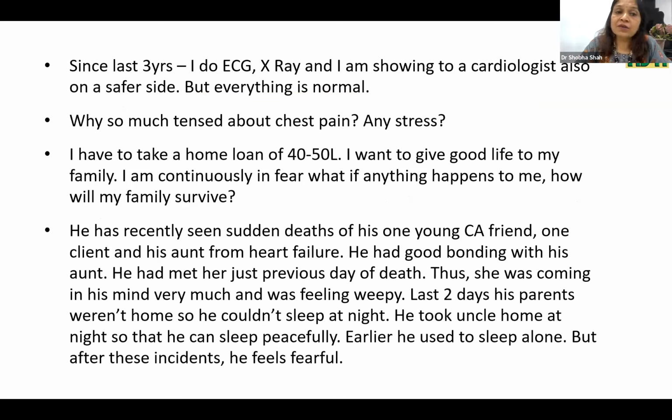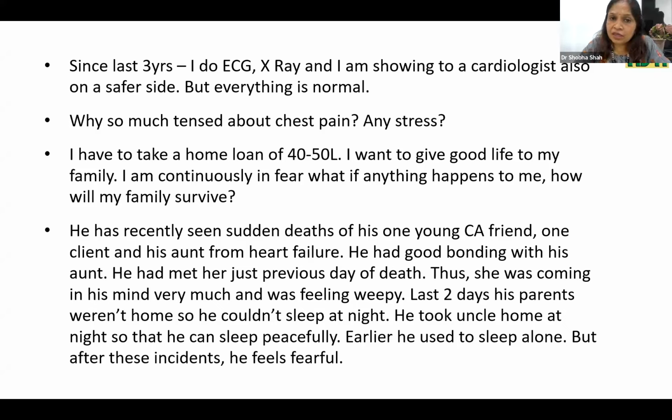But whenever I go to the cardiologist, every year I do the ECG and X-ray and all to be on the safer side, but everything is coming normal." And so I asked him, "Why so much tense? Meaning, are you tensed about the chest pain? Why so much tension? Any stress is there?" So he said he has taken some home loan of about 40-50 lakhs because he was going to get married, and he had decided to buy a new house, and for that he has taken a loan.